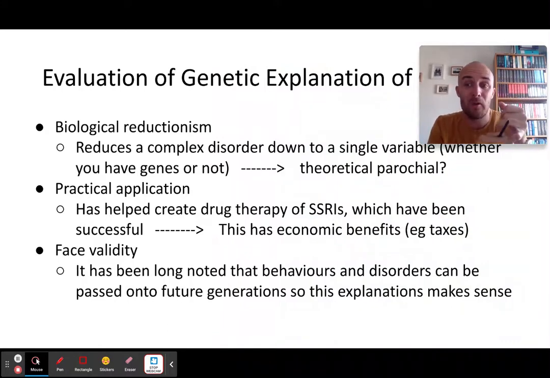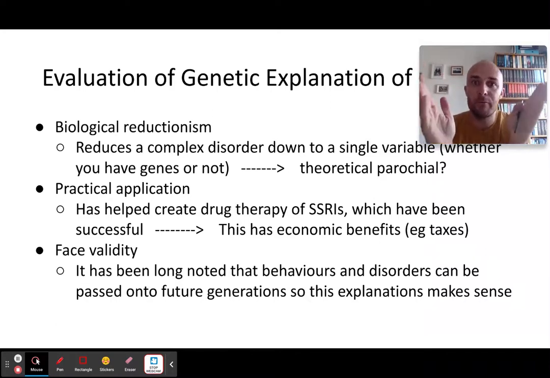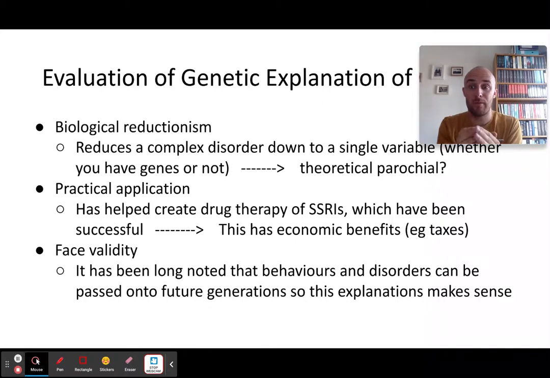What we've looked at is biologically reductionist, and you need to understand what that means. It's not just saying, oh, it doesn't take that into account. I cannot express to you enough, that's not what reductionism is. Reductionism is when a theory reduces a complex behavior like a disorder down to being caused by one single thing. Now that is not, oh, you're not taking into account that. That is the issue of reductionism, you are reducing it down to one thing.